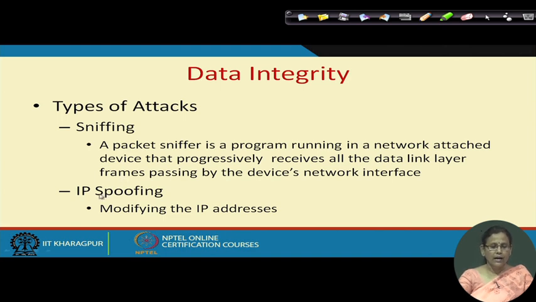Then about IP spoofing, there will be some kind of network program which will not only read the content of the message that you are sending, it will also modify the IP address so that the packets will not reach the destination.